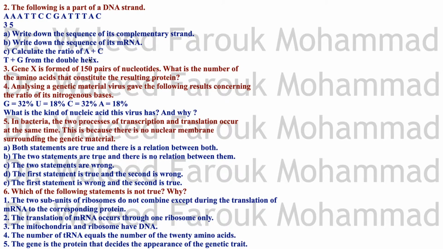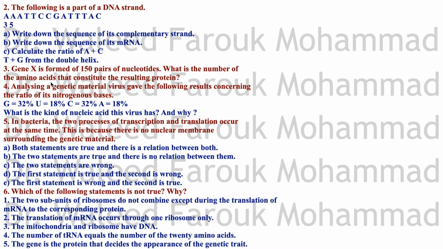Ratio of A plus C to T plus G. If A equals T and cytosine equals G, so A plus C equals T plus G. So this by this will be 1. The ratio will be 1.